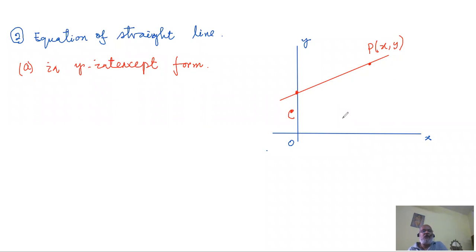So the equation of a straight line, we have taken a straight line not passing through the origin.